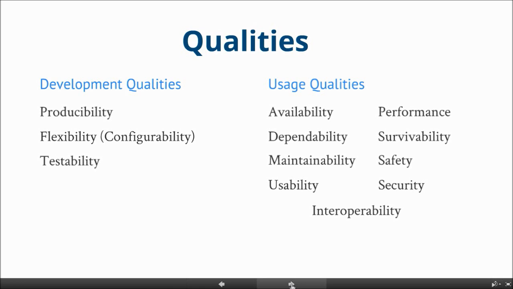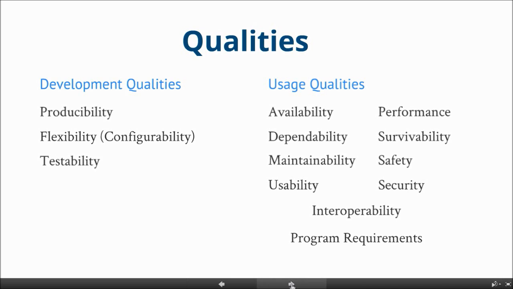Interoperability. So this is in software. This could relate to being able to work across multiple platforms, being able to take something that's working in one company and be able to take that data and push it into another organization.